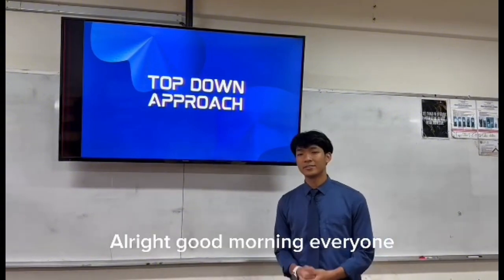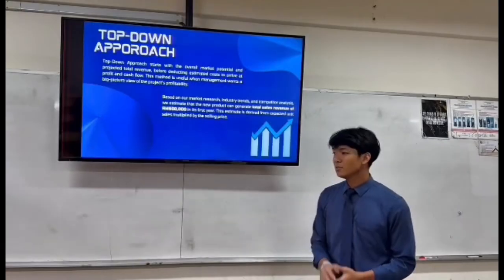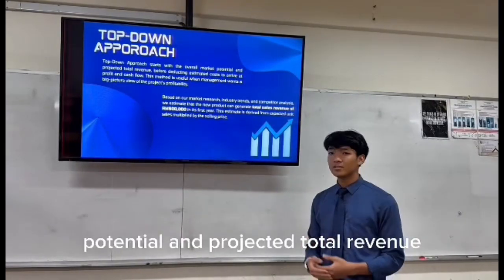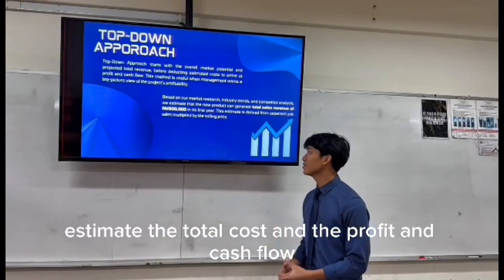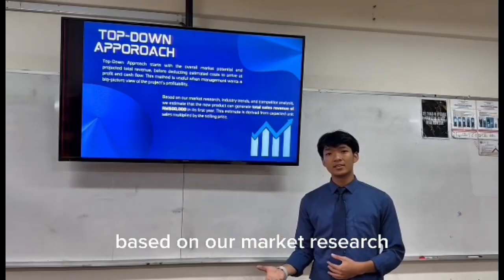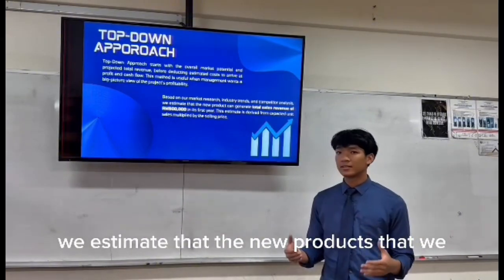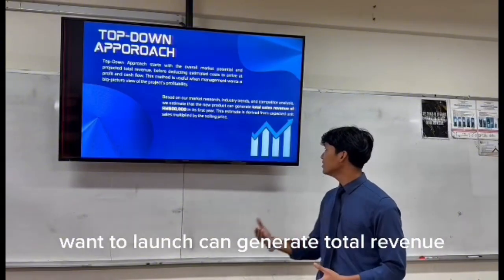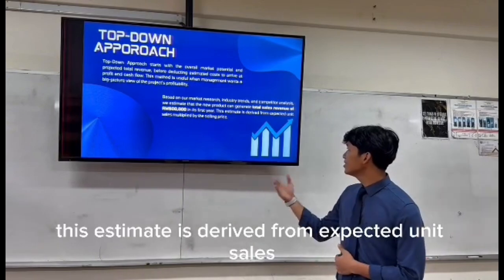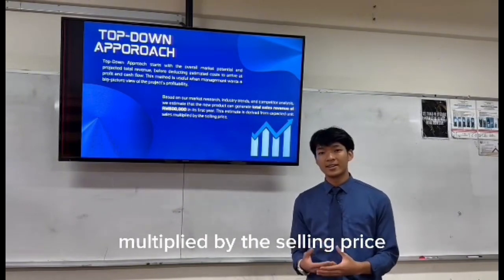Alright, good morning everyone. Today I will present to you about the top-down approach. The top-down approach starts with the overall market potential and projected total revenue, then estimates the total cost, the profit and cash flow. Based on our market research, competitor and industry trends, we estimate that the new product we want to launch can generate total revenue of 500,000 ringgit. This estimate is derived from expected unit sales multiplied by the selling price.